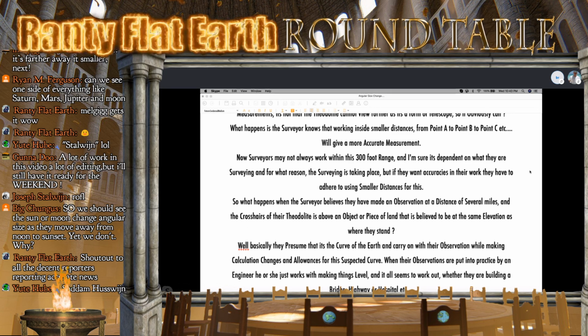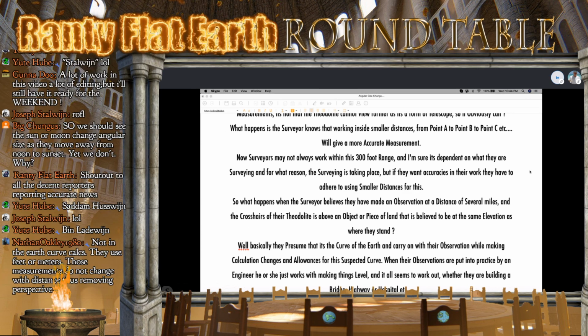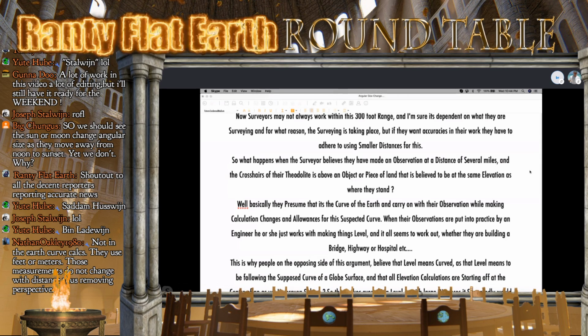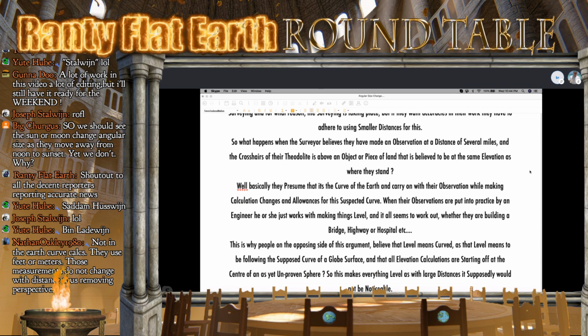So what happens when the surveyor believes they have made an observation at a distance of several miles and the crosshairs of their theodolite is above an object or piece of land that is believed to be at the same elevation as where they stand? Well, basically, they presume that it's the curve of the Earth and carry on with their observation while making calculation changes and allowances for this suspected curve.